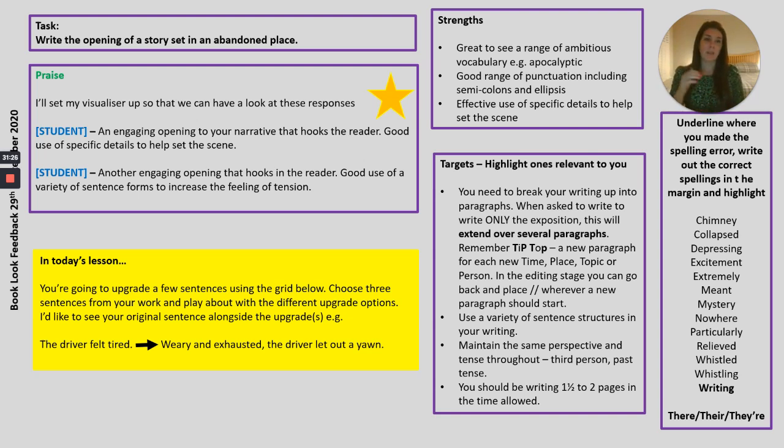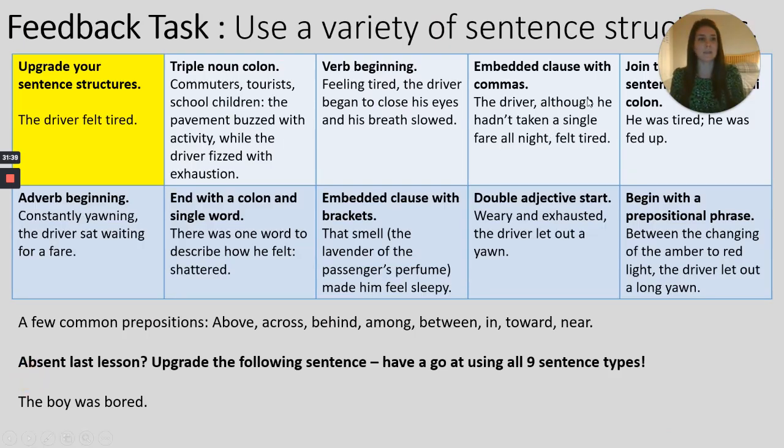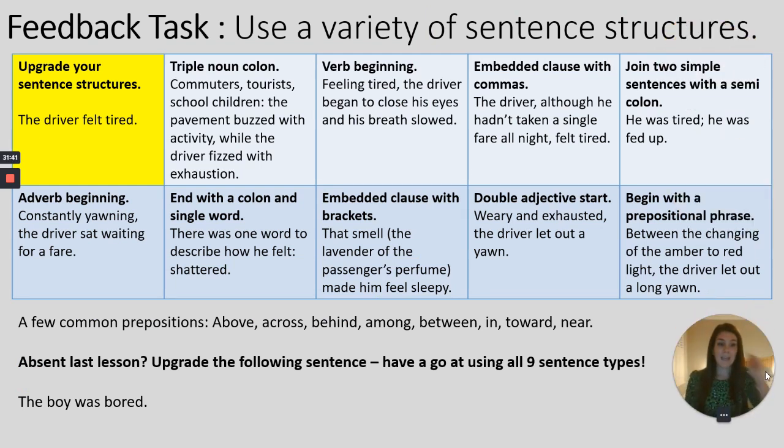The next time they're going to do a piece of writing, they've still got this sheet in their books and can refer back to it, so they've still got that support and a range of ways they can upgrade their sentences. So here, I'm going to move myself down here now. Here's the sheet, and you can see there's a range of different options for upgrading their sentences. They could start with a triple noun colon, or they could use an embedded clause with brackets, et cetera.